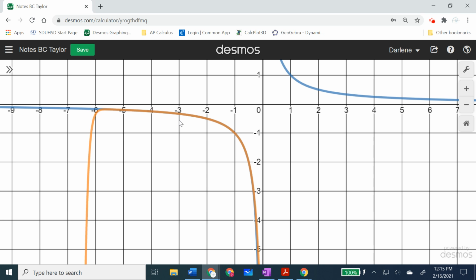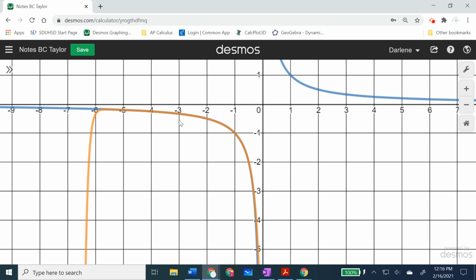And this is going to continue happening. Anytime you have a function with a vertical asymptote, whatever the distance your center is from that vertical asymptote, the polynomial is only going to be good for that same distance on the other side. And it's intriguing to think about. So something to think about. Why does that work? Very exciting, good stuff.